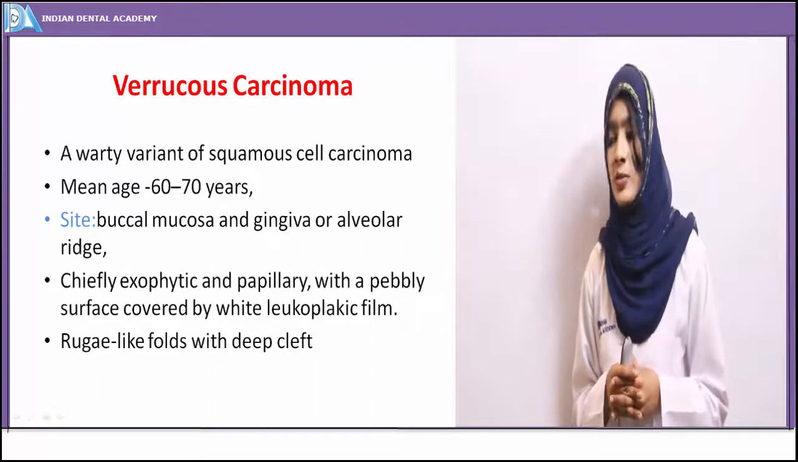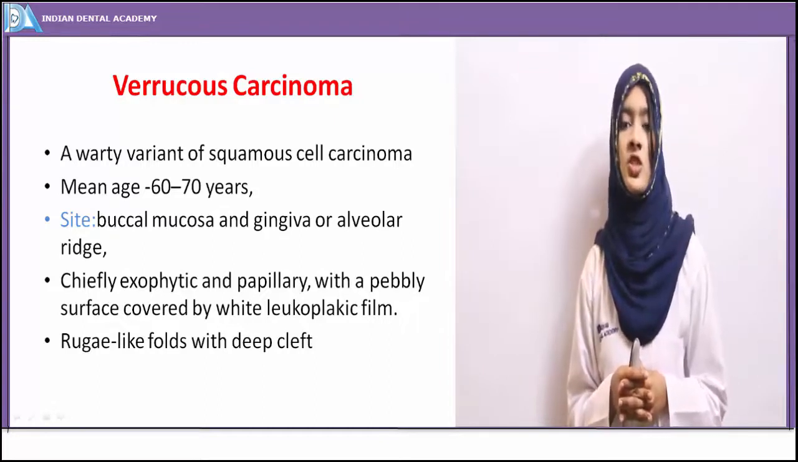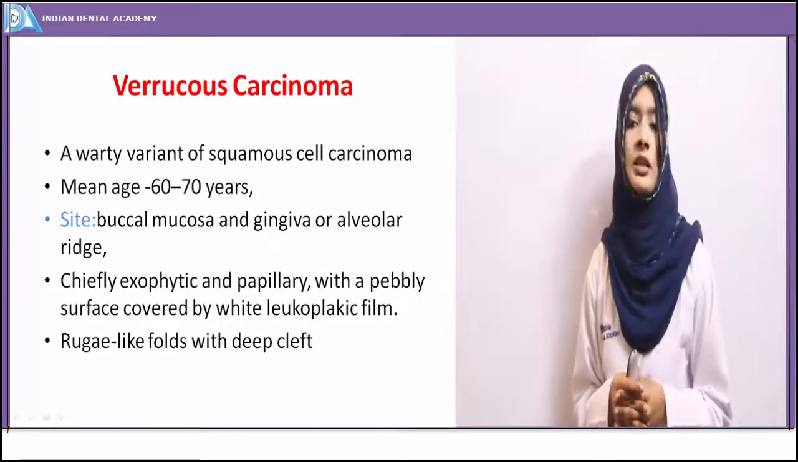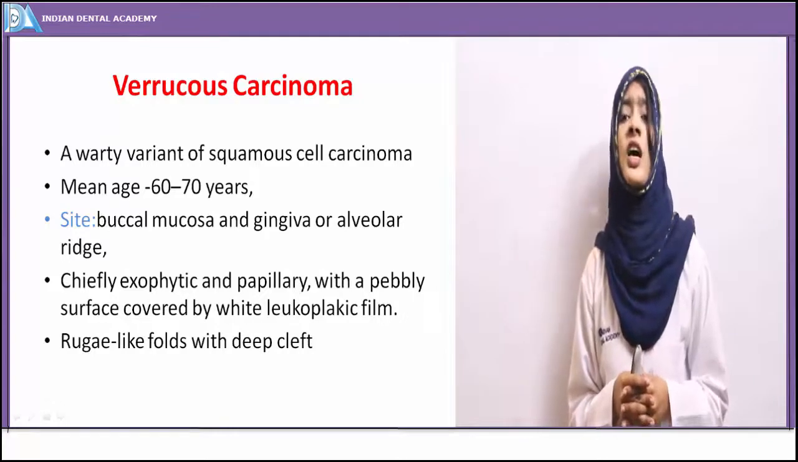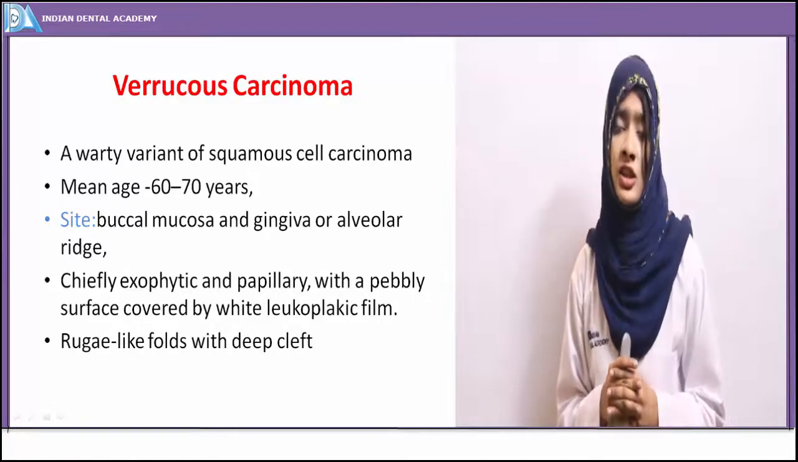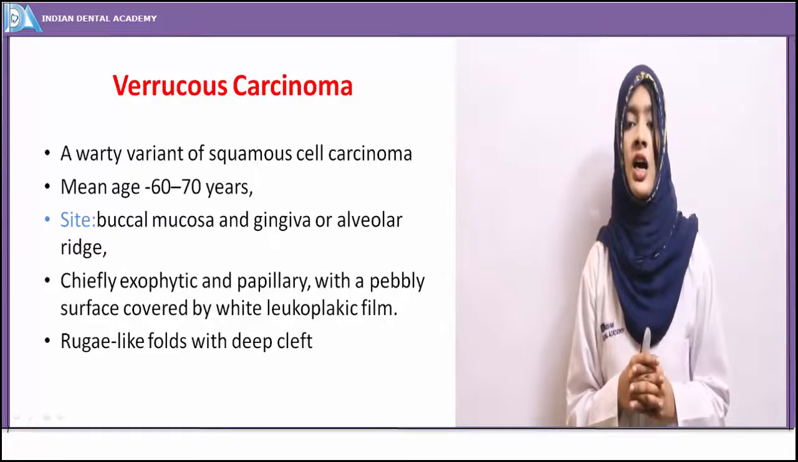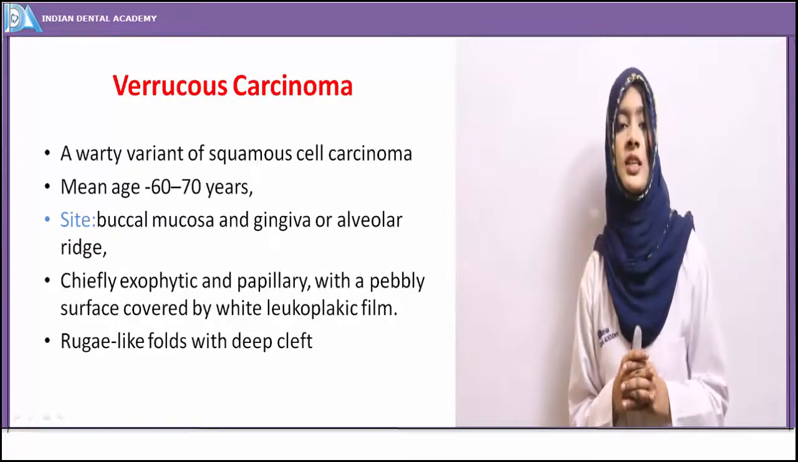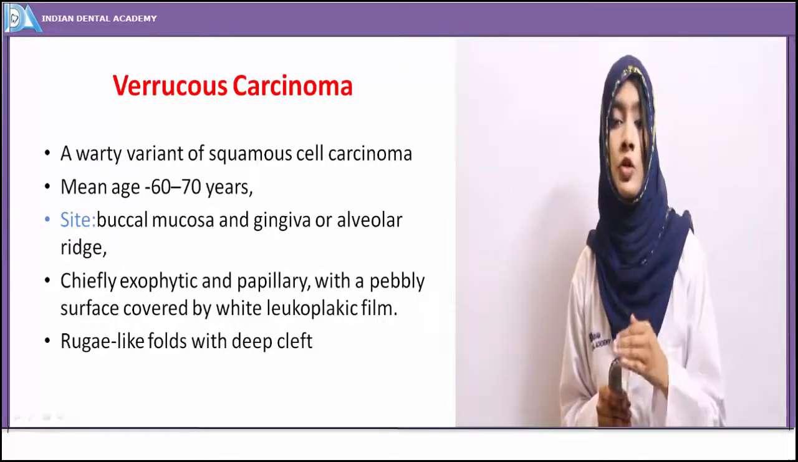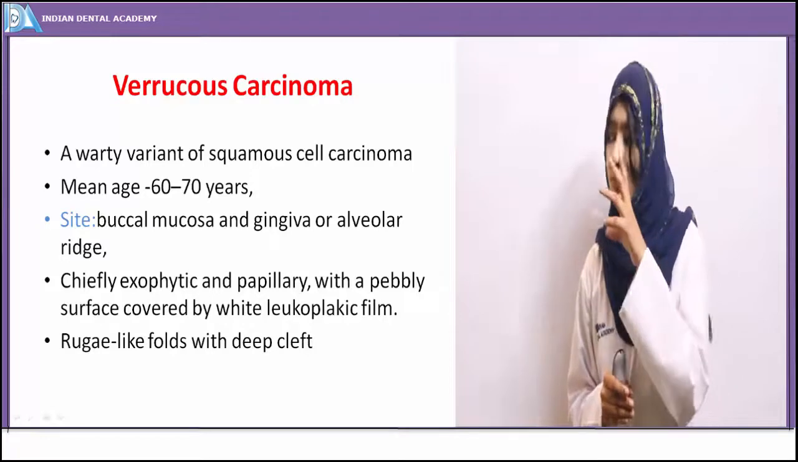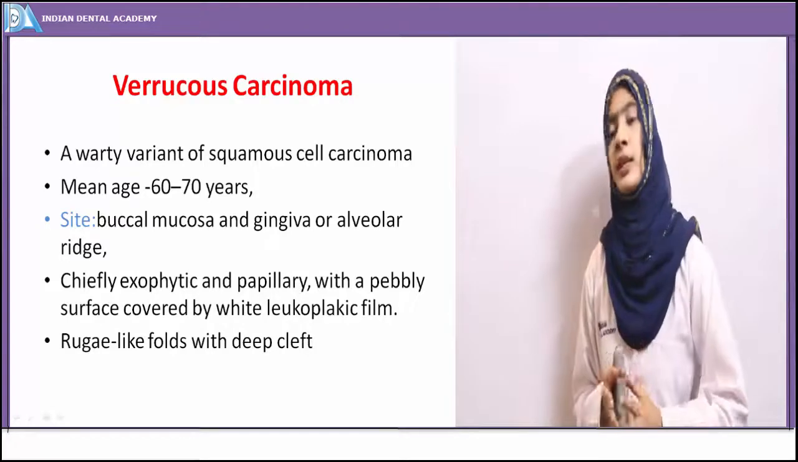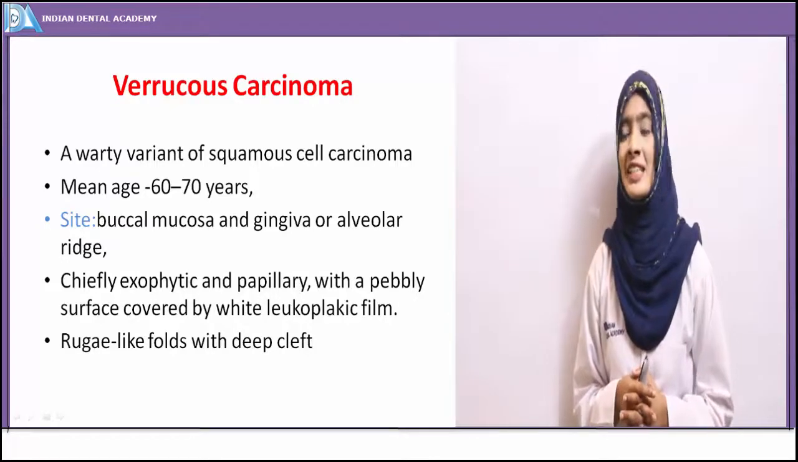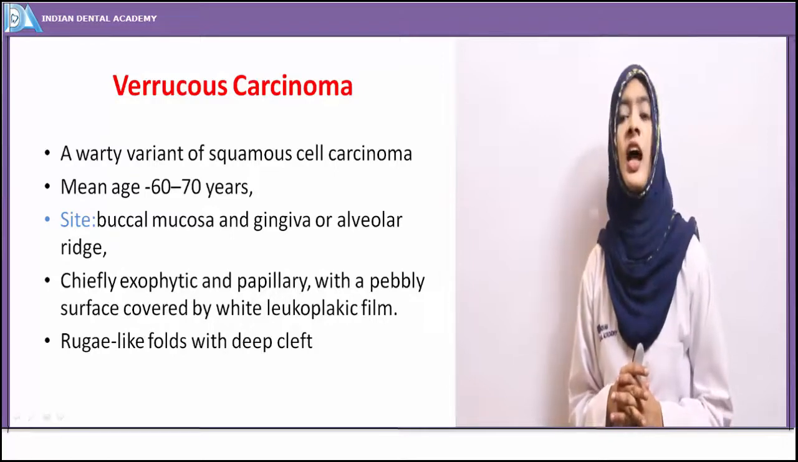Again, in verrucous carcinoma, the mean age at presentation is about 60 to 70 years. Etiology is the same. Again, the involvement of buccal mucosa is more common. The etiology is tobacco usage along with alcohol usage, and significant immunosuppressive states present in the individual. So the verrucous carcinoma is more commonly seen in the buccal mucosa, gingiva, or alveolar ridge.